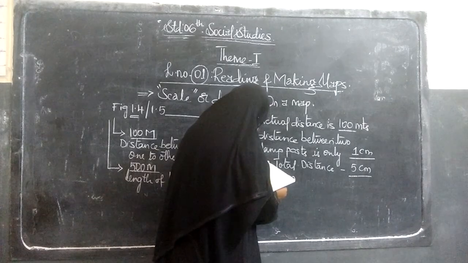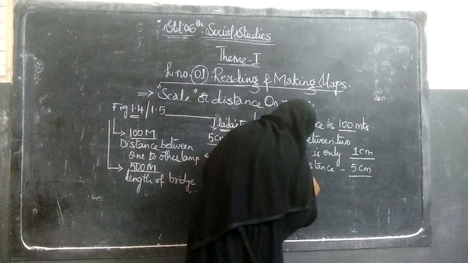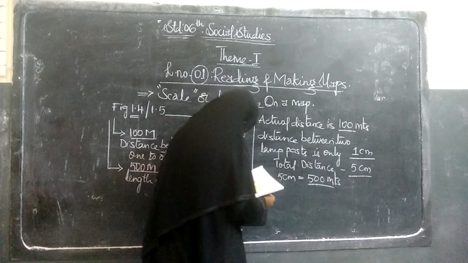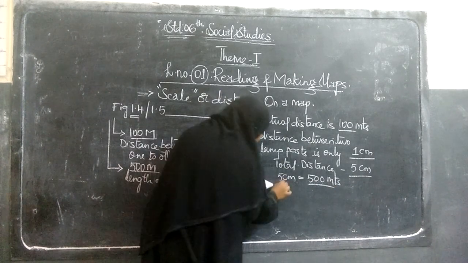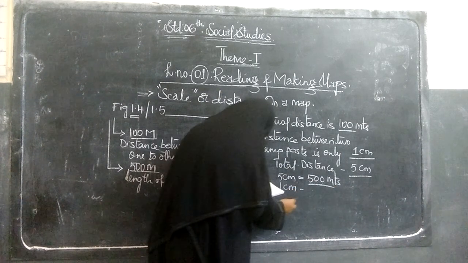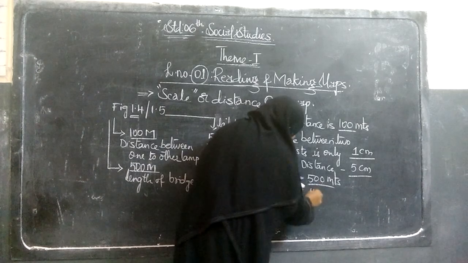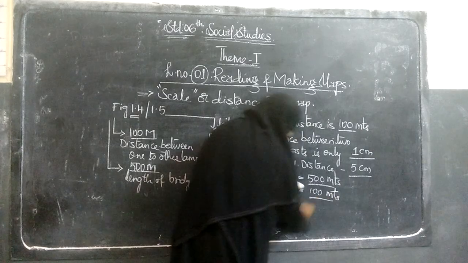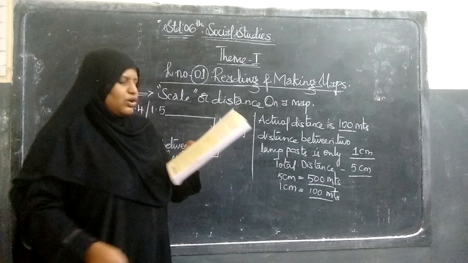5 centimeters is equal to 500 meters. This is the answer. The next, 1 centimeter is equal to 100 meters. So this is the other column. This is called the scale.